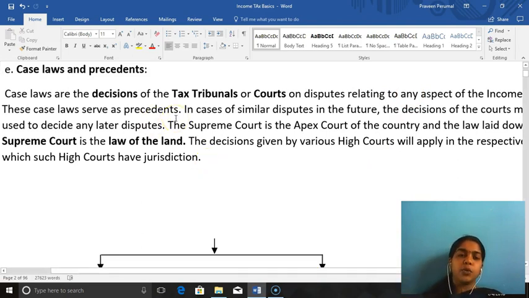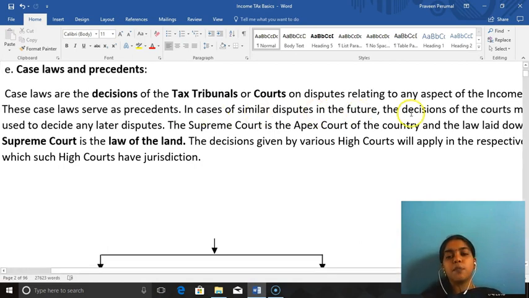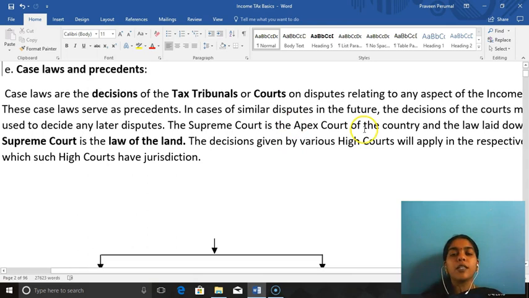What is that? The decision could be quoted by the assessees in a dispute similar to that. On a similar dispute, the already decided verdict of the court could be quoted by the assessee as strong proof. In cases of similar disputes in the future, the decision of the courts may be used to decide any later disputes. When it is decided by one particular court, it can be taken as a standing, and the basis of the decision can be taken for a similar dispute which arises in the future. The Supreme Court is the apex court of the country. So the final place where they have to go is the Supreme Court. Whatever final verdict the Supreme Court gives, it is the law of the land.